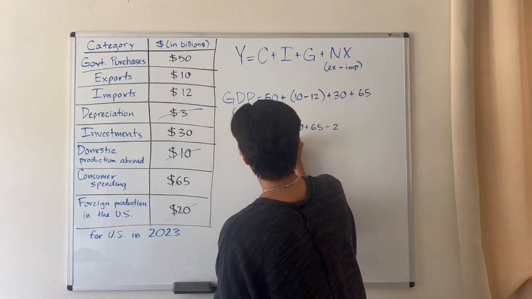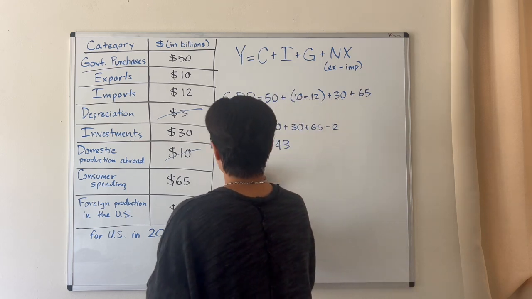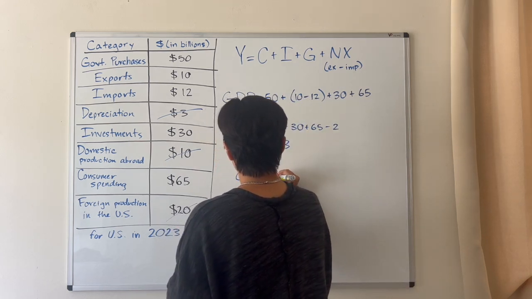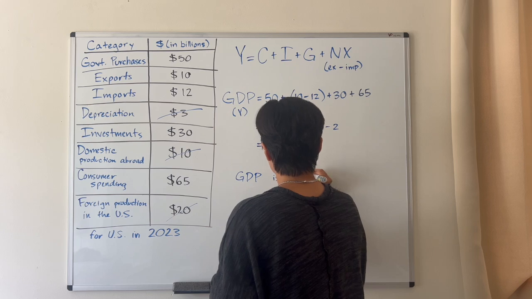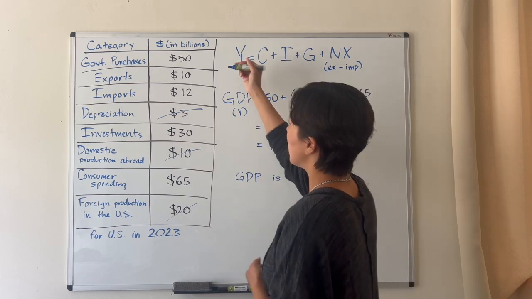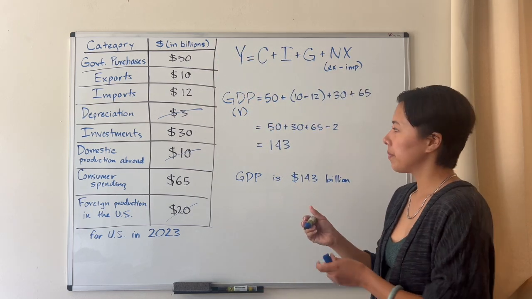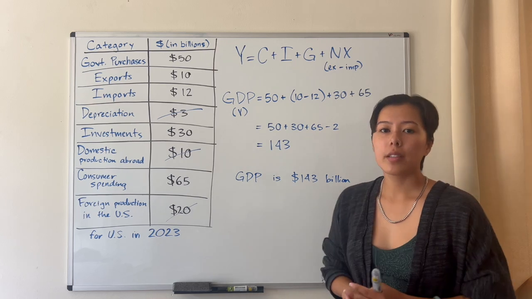Okay, so we get 143 here, and so when we would express our answer, we would say that GDP is 143 billion, because remember, this table is reporting these values in billions of dollars, so we want to add the correct unit here.